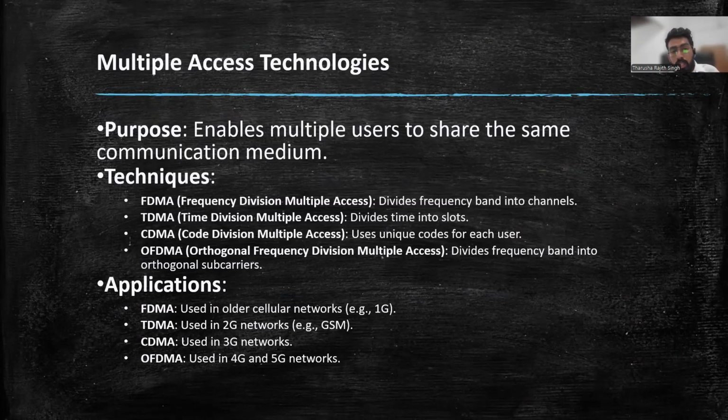So OFDMA, orthogonal frequency division multiple access. OFDMA divides the frequency band into multiple orthogonal subcarriers, with each subcarrier assigned to a different user. This technique is highly efficient and resistant to multipath fading, making it ideal for 4G and 5G networks. So FDMA is used in 1G cellular networks, TDMA is used in 2G networks, an example is GSM, CDMA is used in 3G networks, and OFDMA is used in 4G and 5G networks.